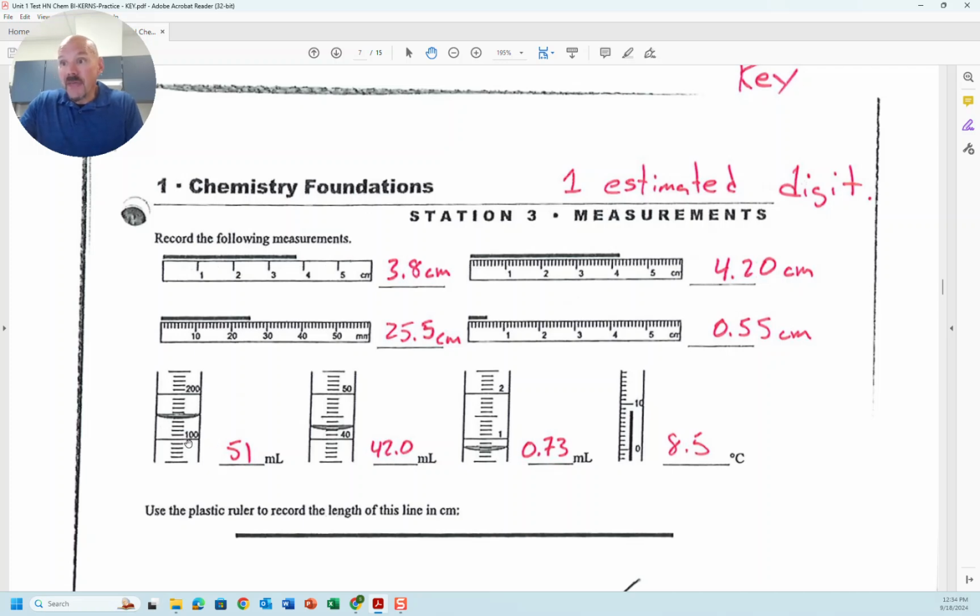Here, they go up by, here's 100, here's 200, so here they go up by tens. So that's the tens place. So you're allowed the ones place. So if this is my graduated cylinder, I wouldn't be allowed a tenths place. I wouldn't be allowed a decimal place. It would just be 51 milliliters, right? And remember to read the bottom of the meniscus, okay?